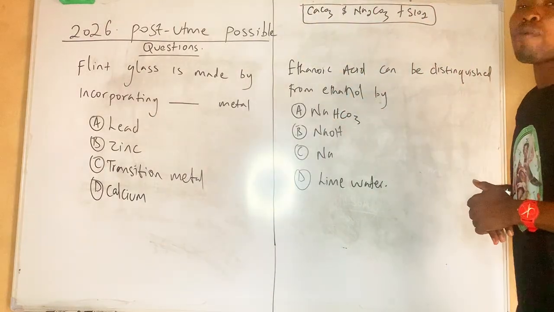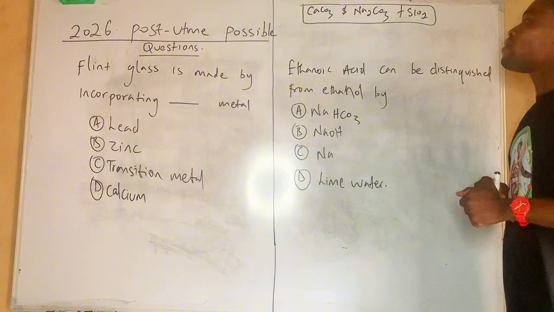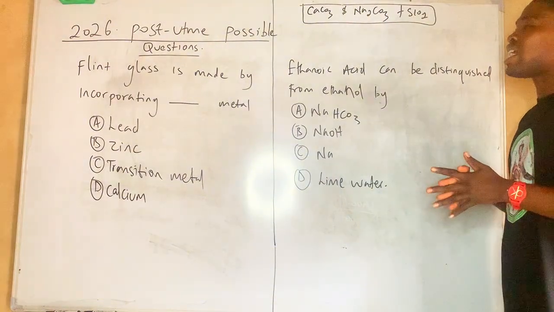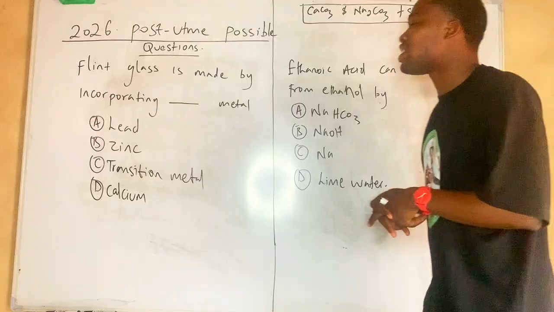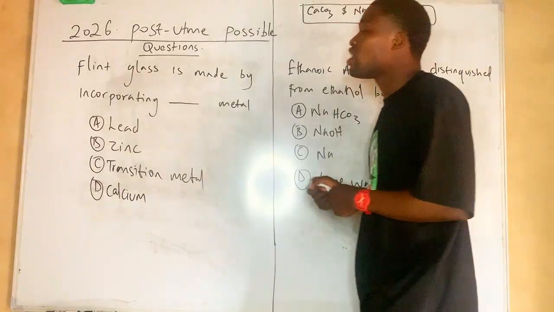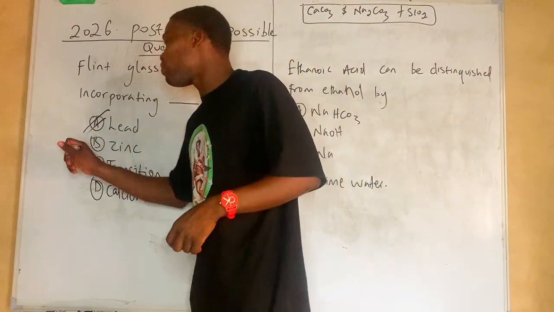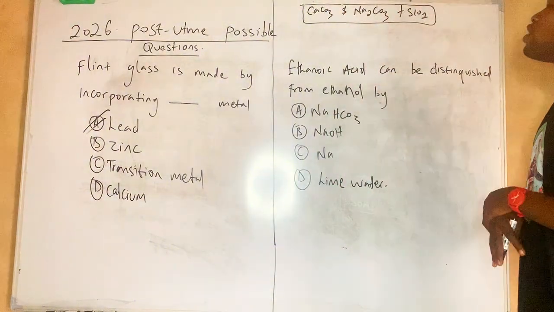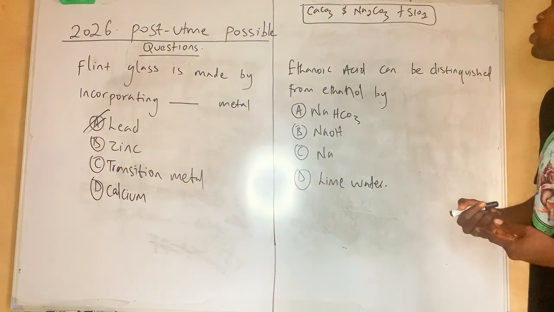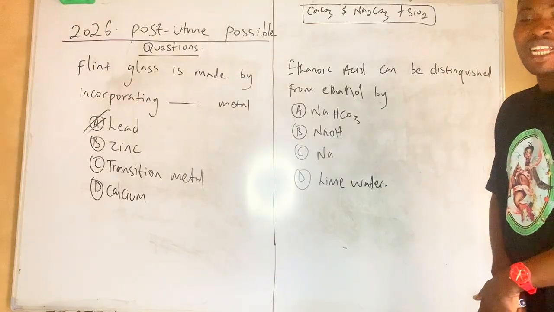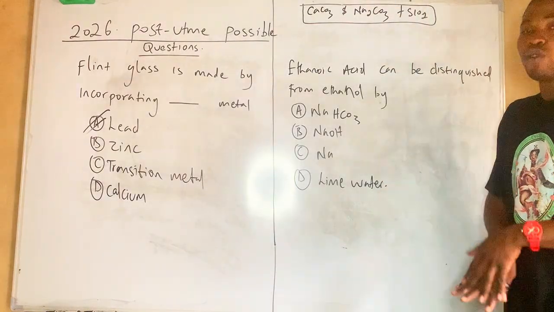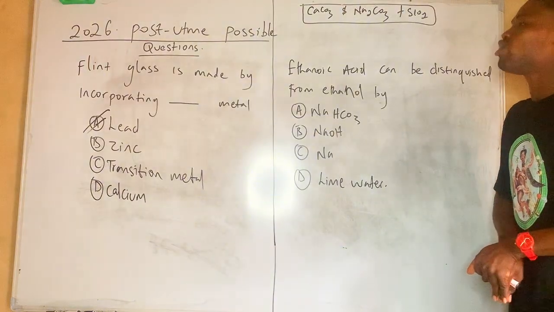Certain other metals can be added to this glass to get different desired properties. Now, if you incorporate lead into glass, you are going to get a flint glass. So flint glass is made from lead. Heating lead carbonate or lead oxide with silicon oxide in a furnace will give you flint glass. Now, there are other things you can add to glass.